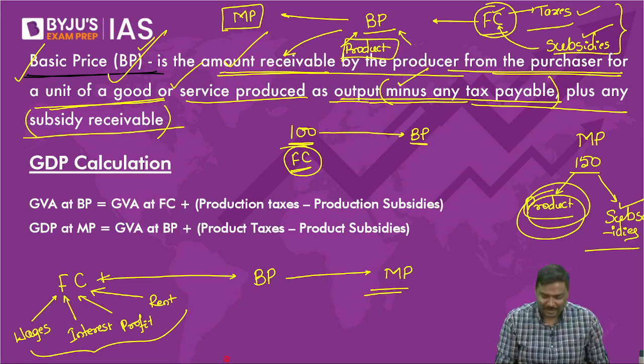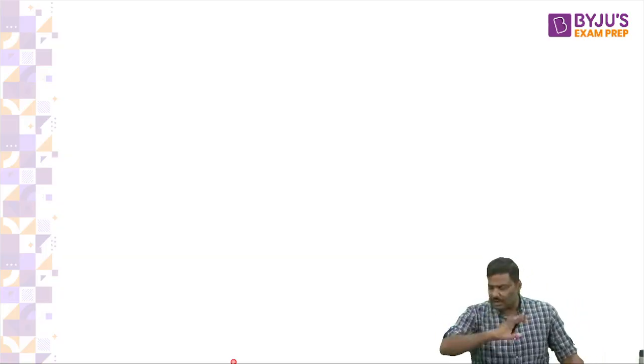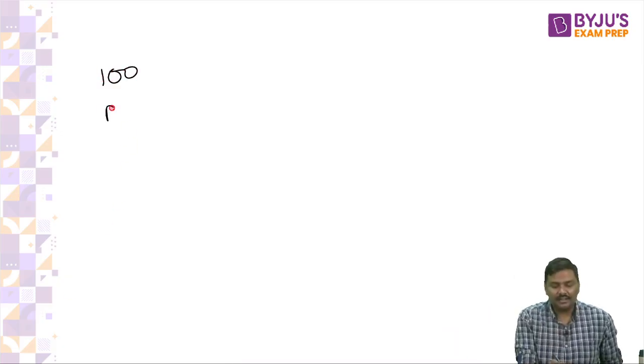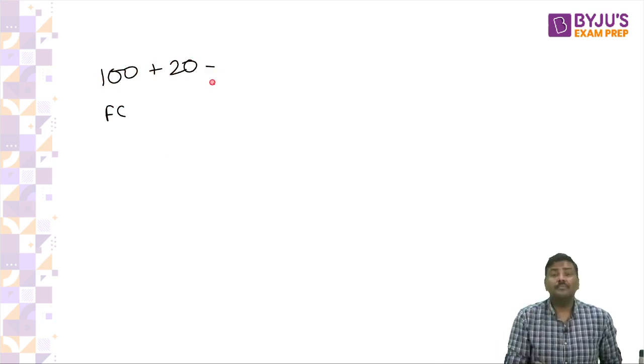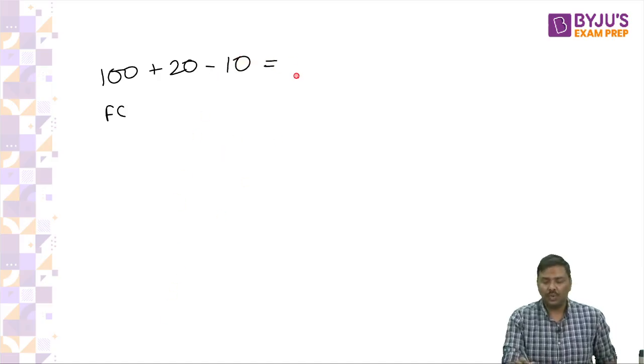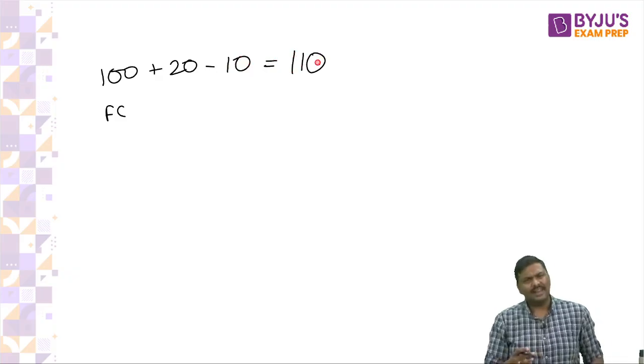If you're still confused, I'll give a calculation. Please do not by heart it. UPSC will not ask you this. Let's say the factor cost is 100. Production taxes are 20 rupees. Production subsidies are 10 rupees. Basic prices will be how much? 110 rupees.